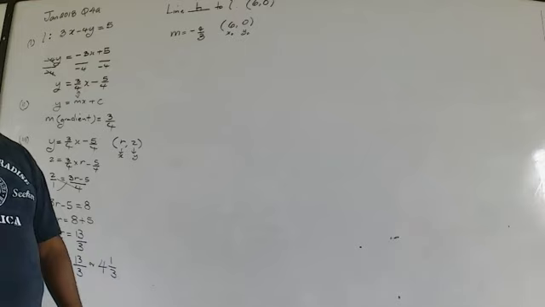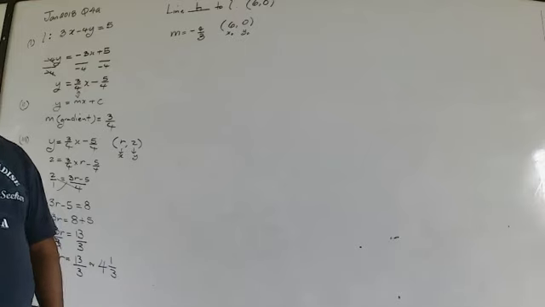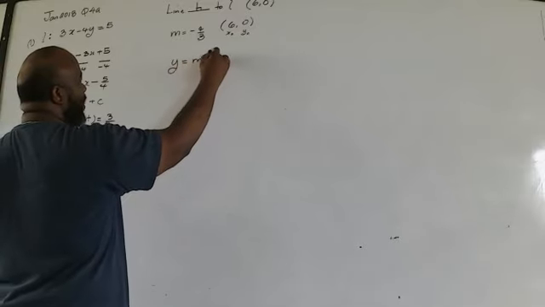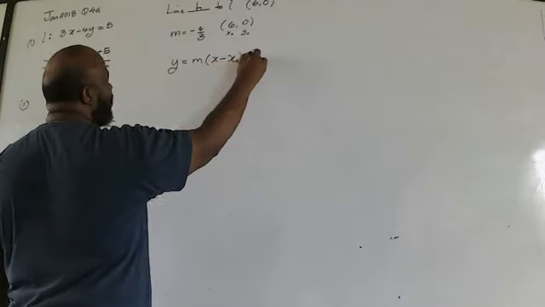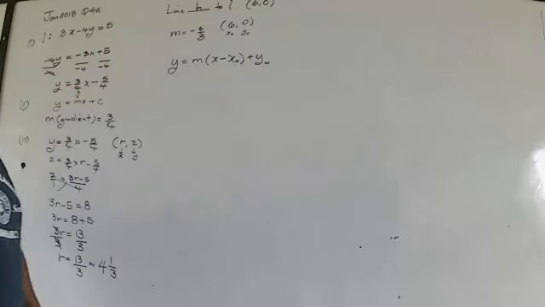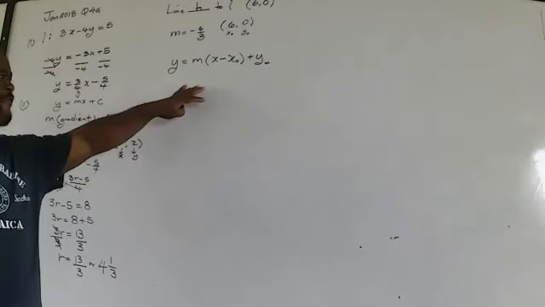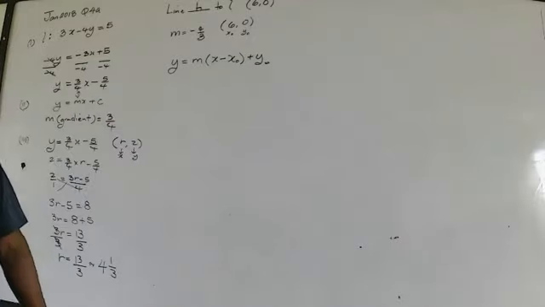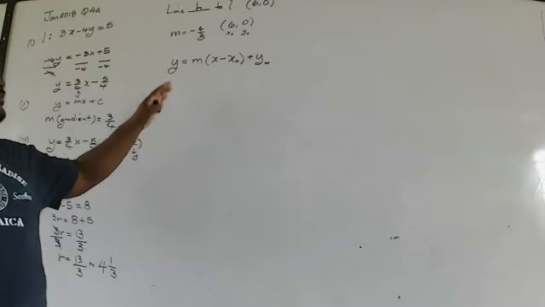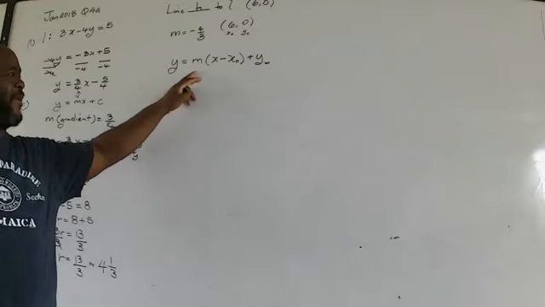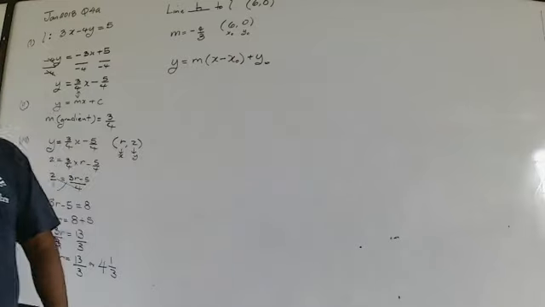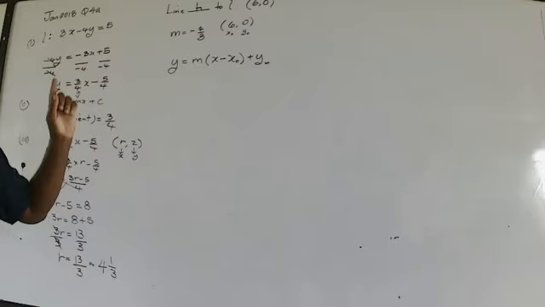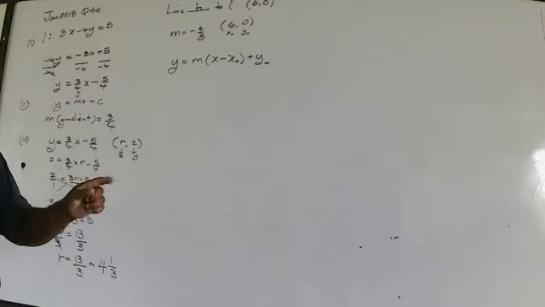The formula for finding the equation of a line is y is equal to m into x minus x naught plus y naught. That's the formula. The input for this formula is m and x naught, y naught, where m is the gradient of the line and x naught, y naught is the coordinate of any point on the line.